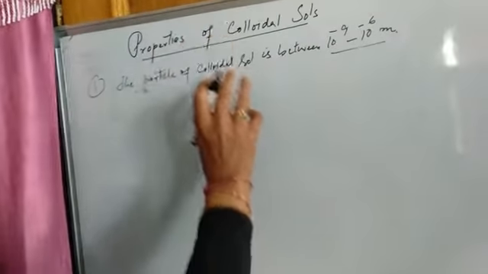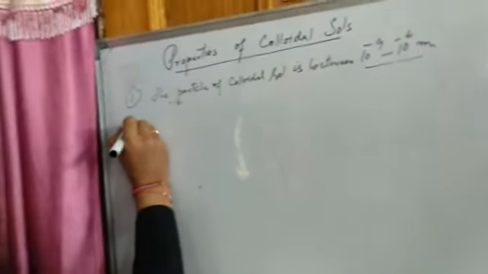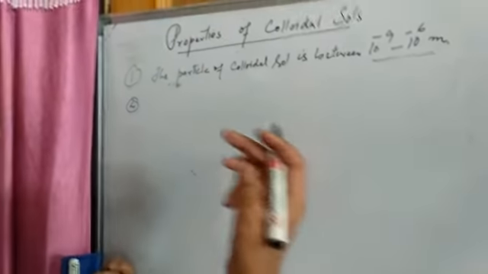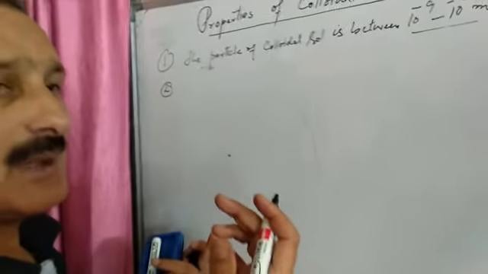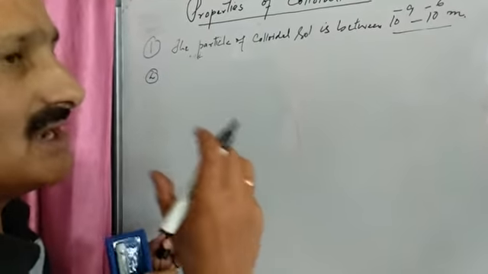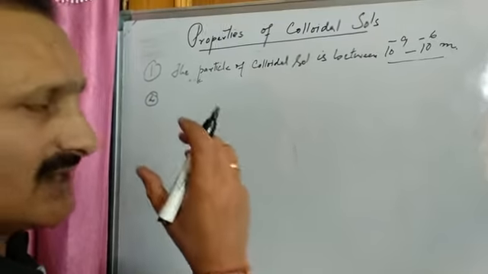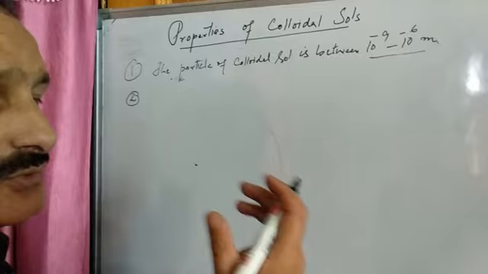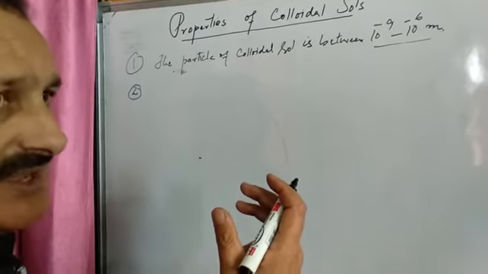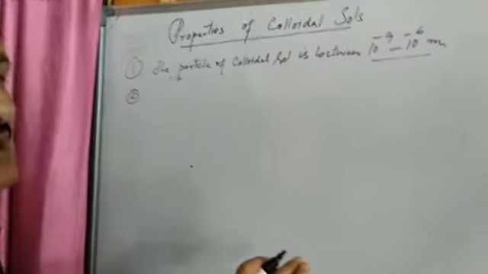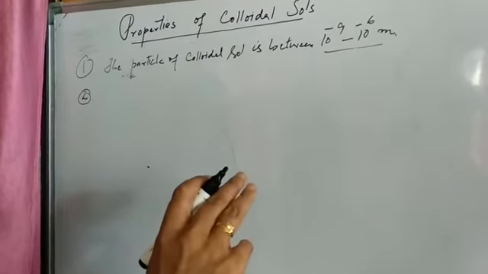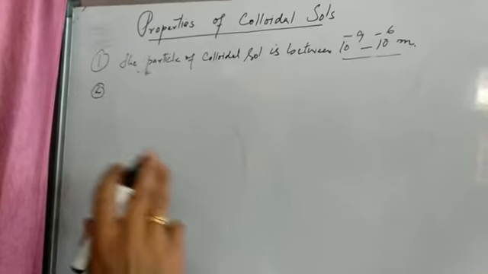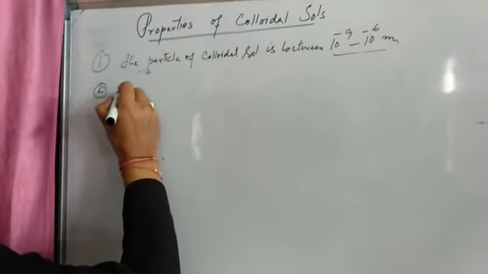In colloidal solutions, if we have only two components, such a colloidal solution will be known as a binary colloidal solution. In a binary colloidal solution, one component that is taken in larger quantity is called dispersion medium, and the other component which is present in smaller quantity is known as dispersed phase.